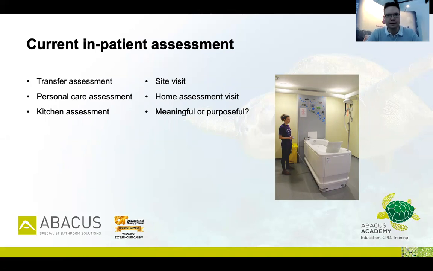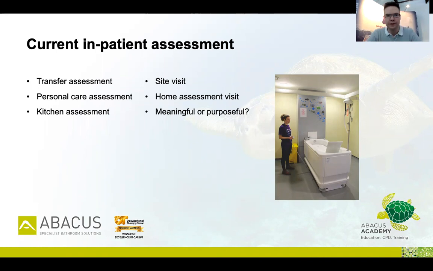So from my experience, standard things would have included standard transfer assessments, personal care assessments, kitchen assessments, site visits. So going to somebody's home without them to check their home environment. Home assessment visits, where you take the person to that environment if there's something you're not sure about their interaction with it. They would be the standard sorts of things.